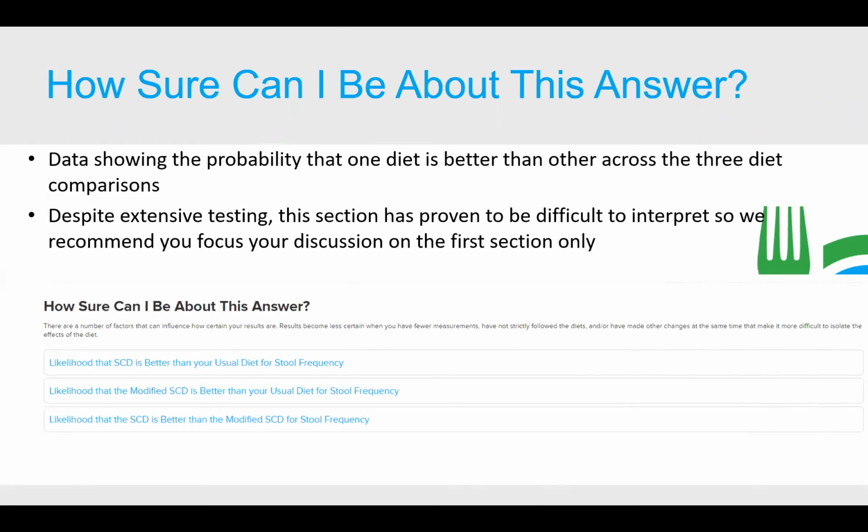Despite extensive testing, this section has really proven to be difficult to interpret for people. So we recommend that you focus your discussion on that first section we just talked about only. However, I'm going to go through the interpretation of this section in case patients ask you about it, because it will be included in the results printout that we have for you to give to them.